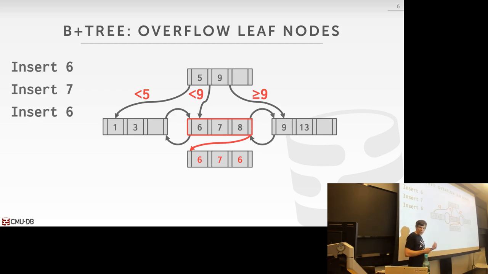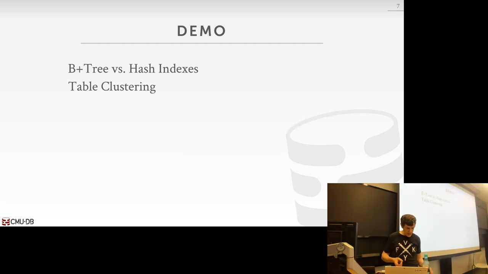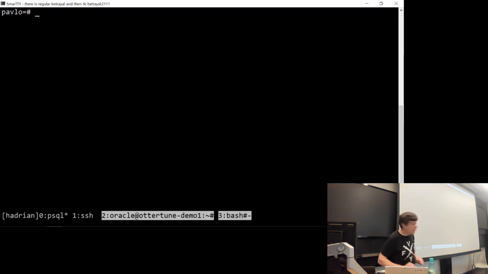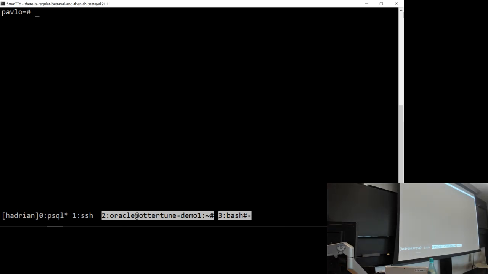All right, cool. So let's do a demo, because we didn't get to do this last time. We're going to do Postgres, and I just want to show the difference between a B+ tree and a hash index. All right, let me turn this off. All right, cool. Let me log in over here.